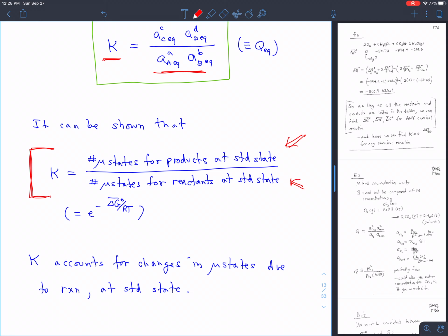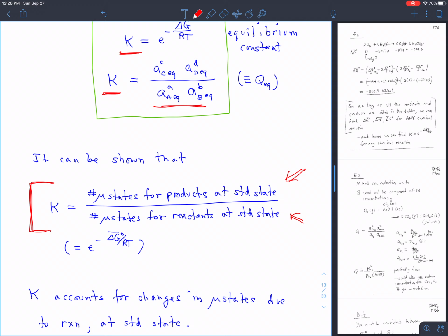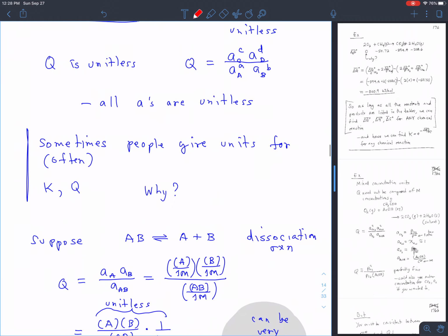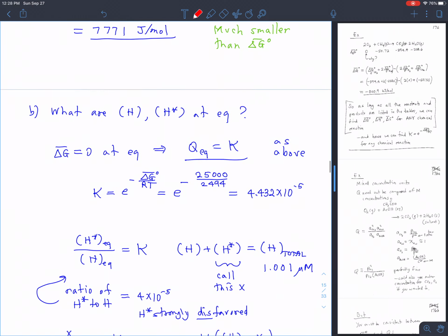And that's because the microstates are related to entropy, which is related to driving force. That makes the equilibrium constant an extremely important property or quantity for understanding how chemical reactions behave. Right, that's all from previous times.